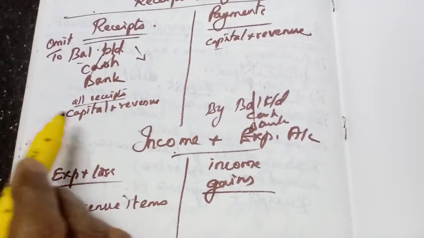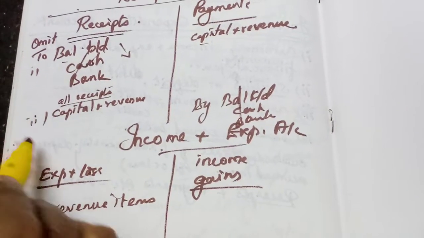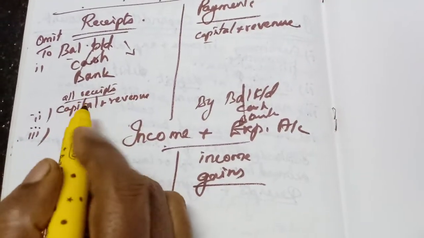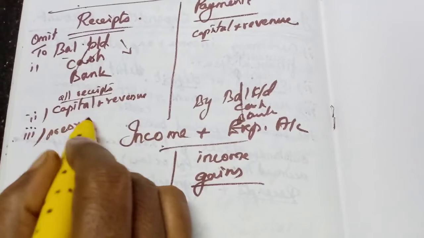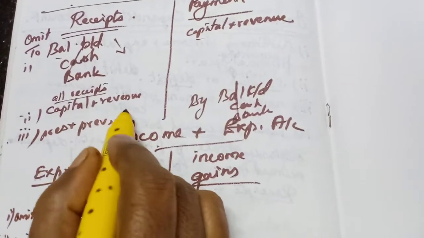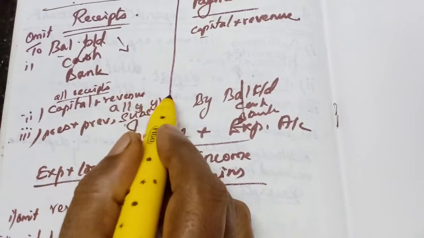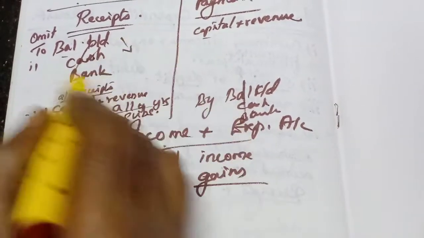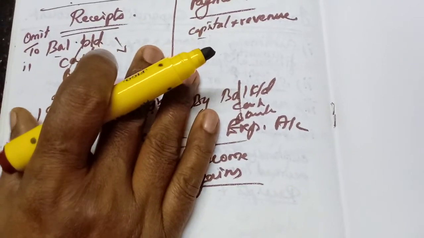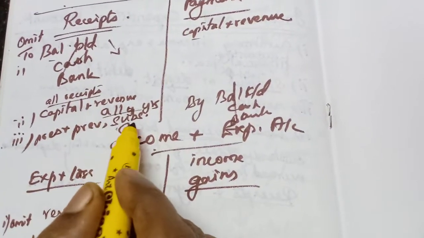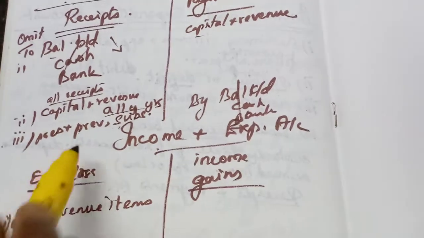Then the third one: in the receipts and payments account, all the receipts, whether of the present year, previous year or subsequent year, will be entered. If you listen to this, we are going to learn the differences between the receipts and payments account and the income and expenditure account. It will be very easy for you to learn.